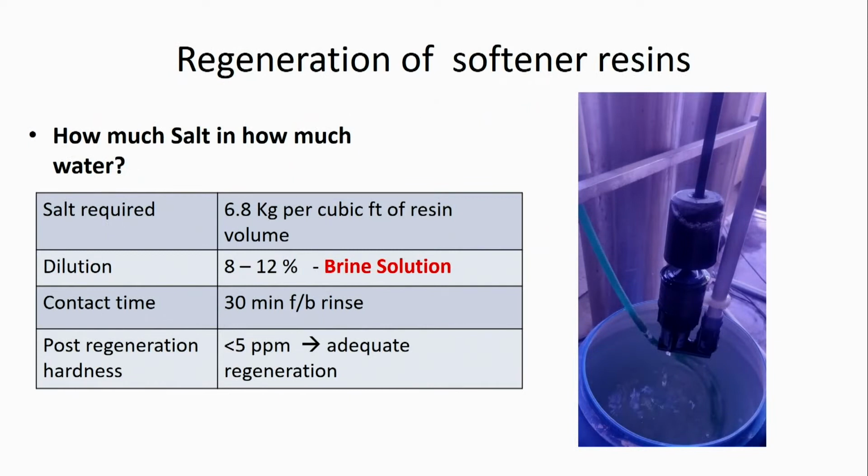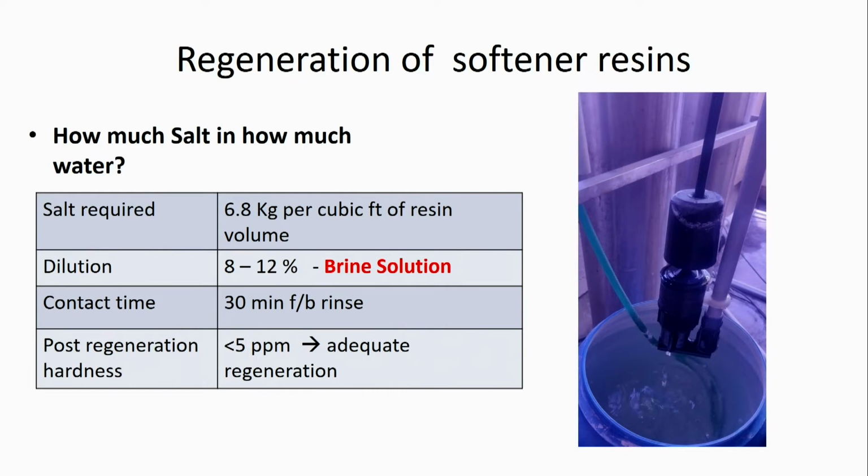So how to regenerate softener resins? We need 6.8 kilograms of salt per cubic feet of resin volume we have used in the softener vessel. This much salt is to be diluted in water at a concentration of 8 to 12%. Now this solution is called brine solution. This brine solution is sucked and poured into the softener resins by the multiport valve.